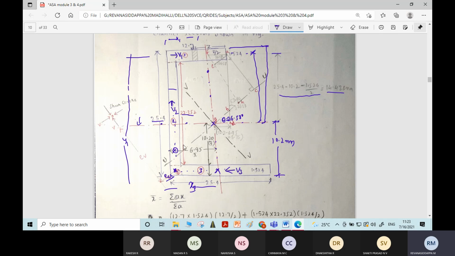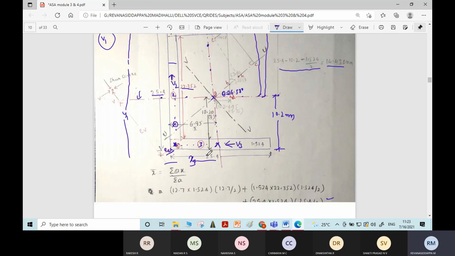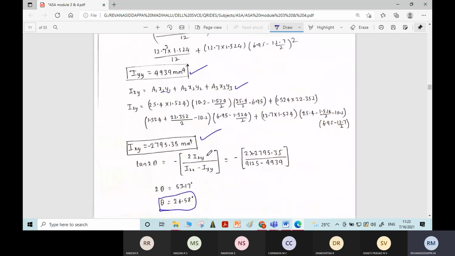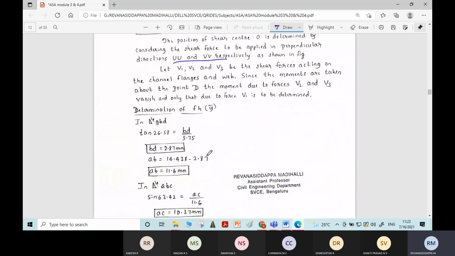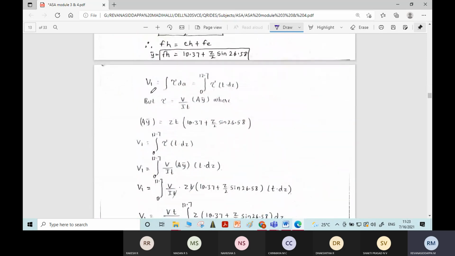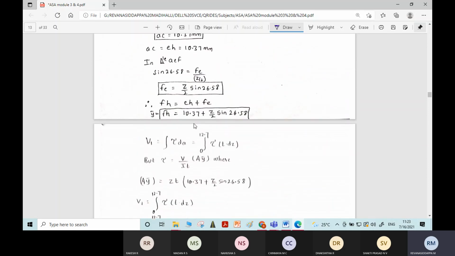So V1 into the perpendicular distance, meaning from the center of this flange to the center of this flange. If you calculate V1 into this perpendicular distance, you will get the moment. But we don't know the value of V1. That V1 is calculated by using first principles, that is using tau into dA. Shear force V1 is the shear force acting in flange 1.